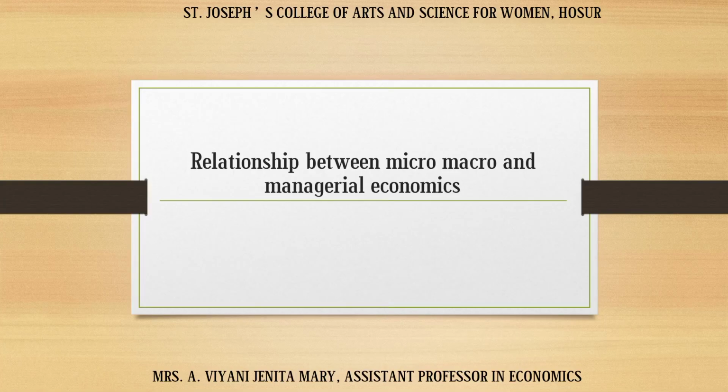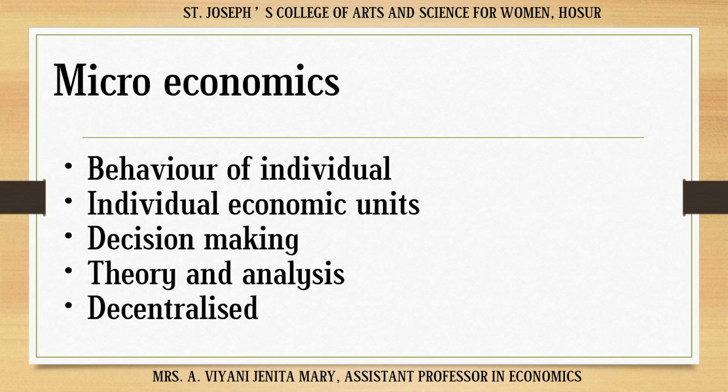In this video, we will learn about the relationship between micro, macro and managerial economics. Microeconomics, macroeconomics and managerial economics are branches of economics that focus on different aspects of economic analysis. While microeconomics examines the behavior of individual consumers and firms in the market, macroeconomics is concerned with studying the behavior of the economy as a whole. Managerial economics applies economic theories and concepts to aid managerial decision making within firms.